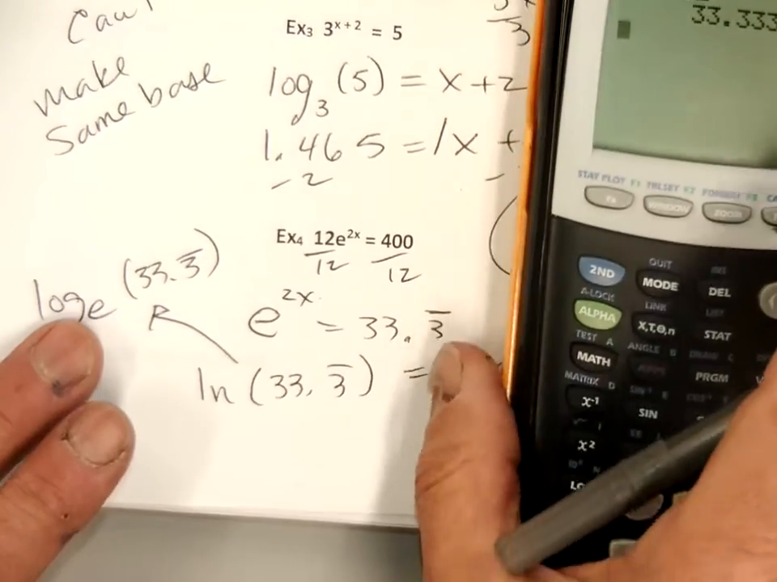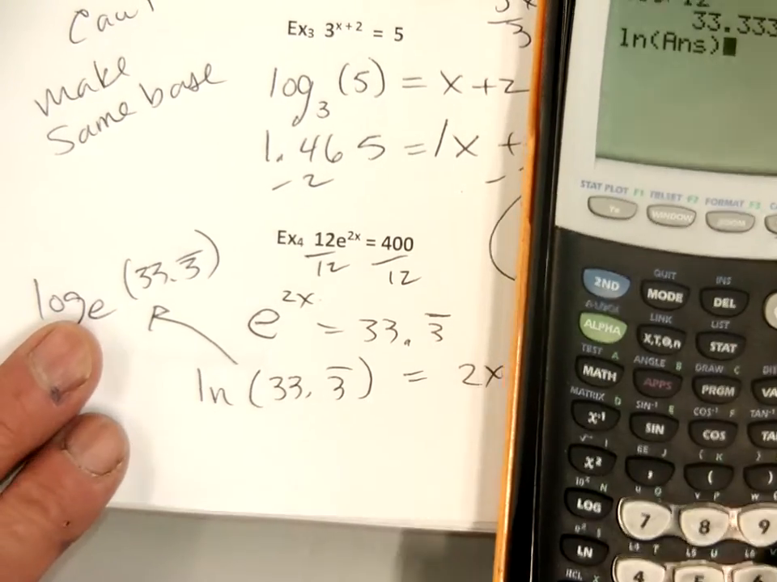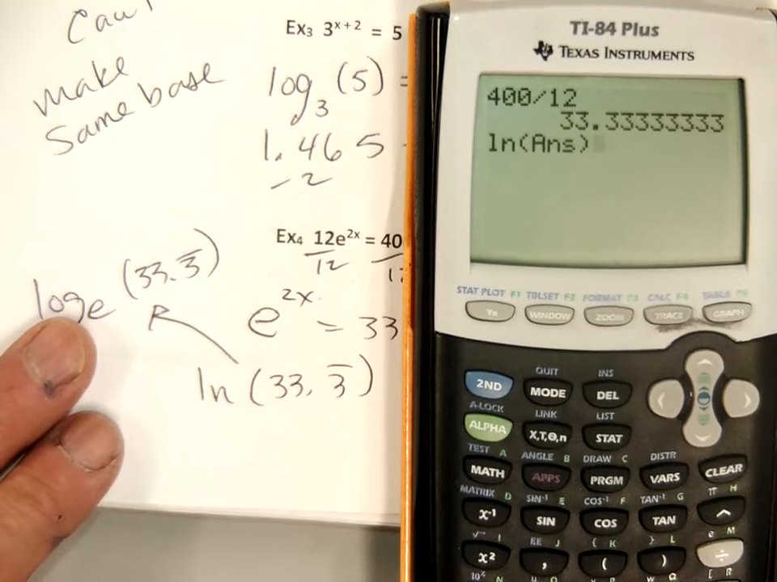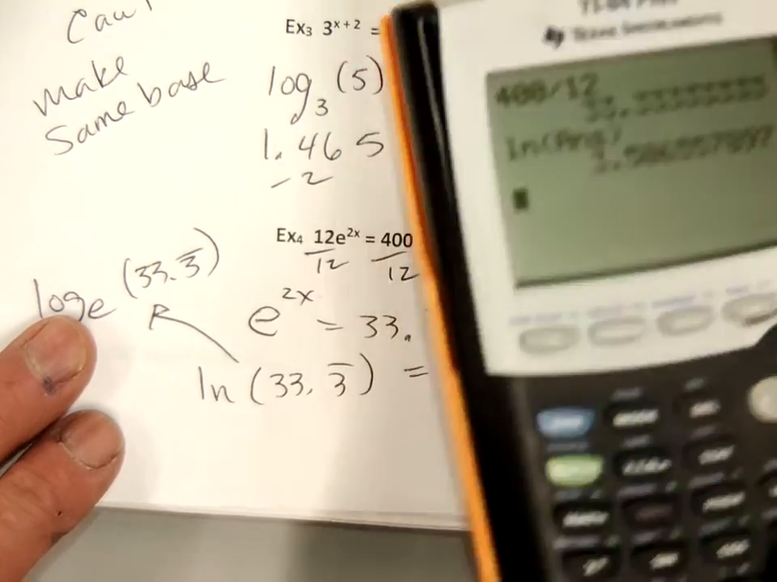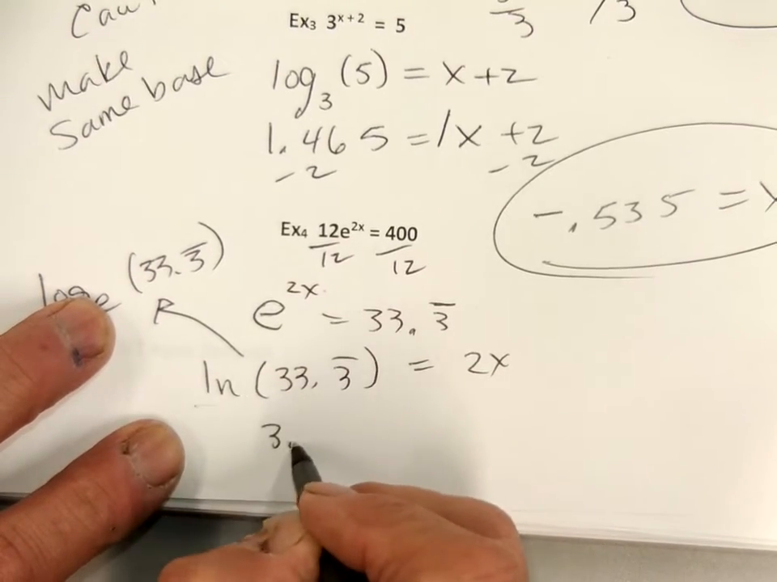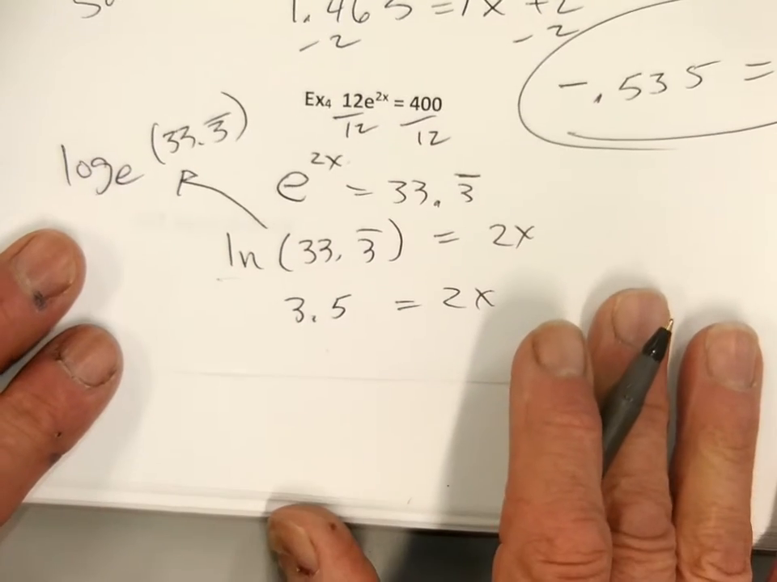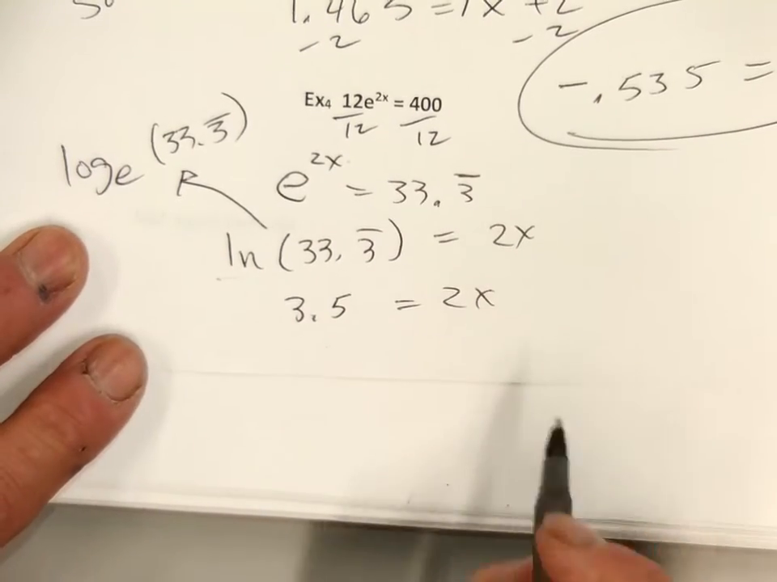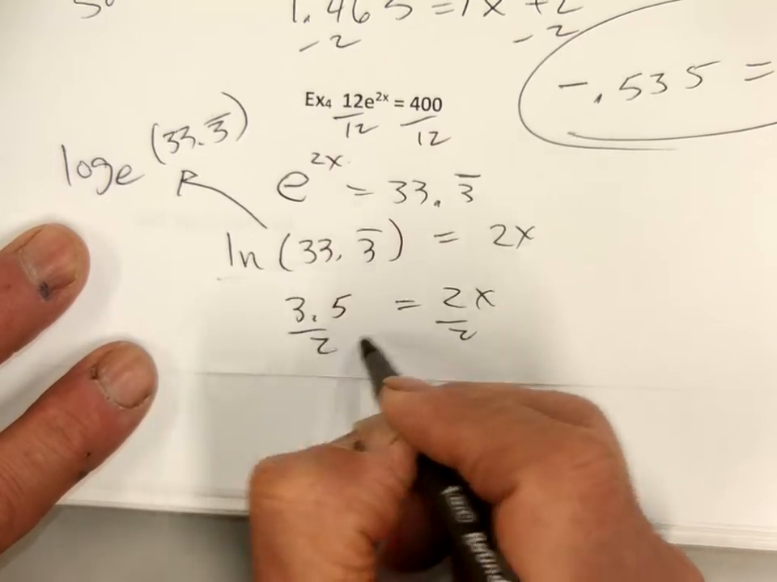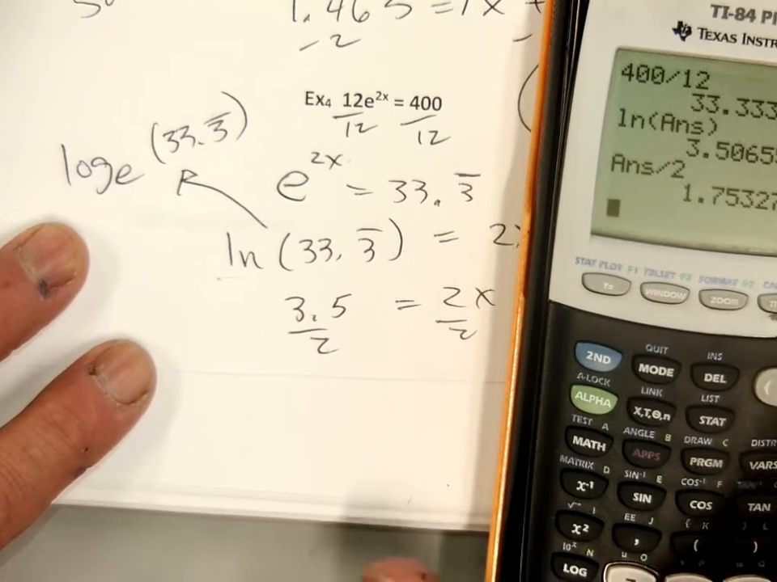Okay, so now I'm going to go natural log of that number, and I'm going to get a decimal. So I'm just doing my calculator, natural log of that answer. Yeah, and I got about 3.5. So I've got 3.5 equals 2x. So now the next step's easy, huh? Divide by 2. And I get an answer of about 1.75.